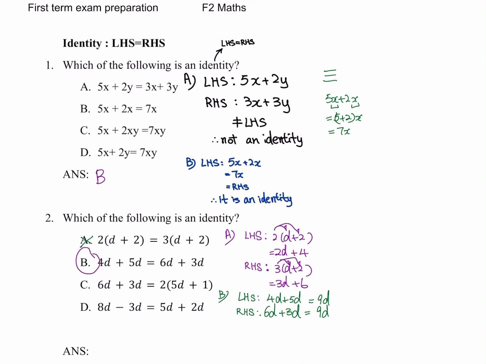You can also check the others, of course. 6d plus 3d, 9d here. How about here? You have to open it, of course. 2 plus 5, you have 10d plus 2. They cannot be combined together because this one does not have a d. So nope, they are not the same. How about the last option? 8 minus 3, 5d. 5 plus 2, 7d. Are they the same? Nope, so that's not an identity as well.